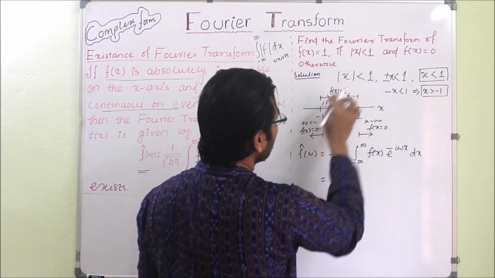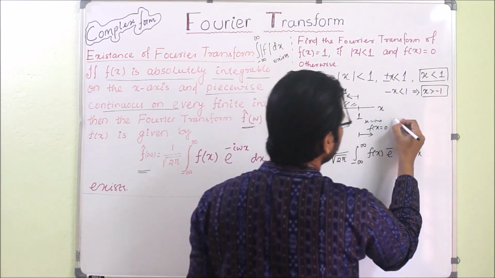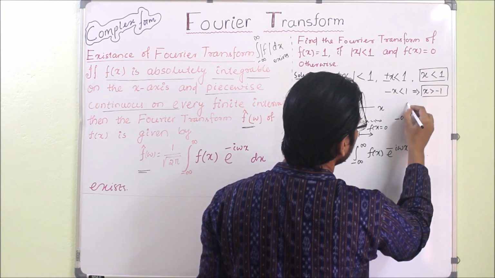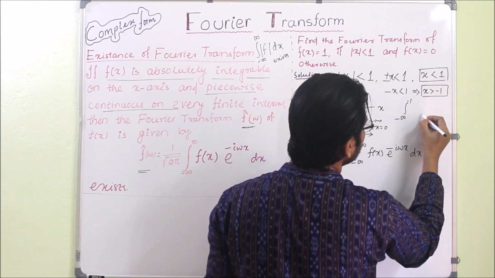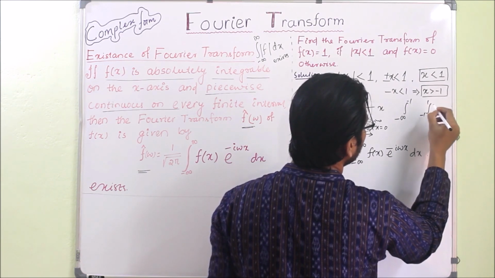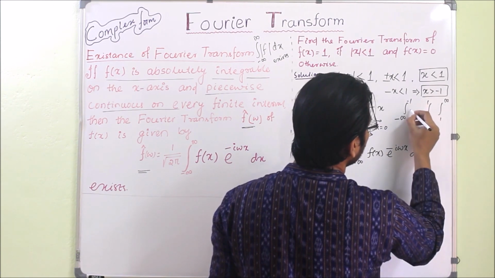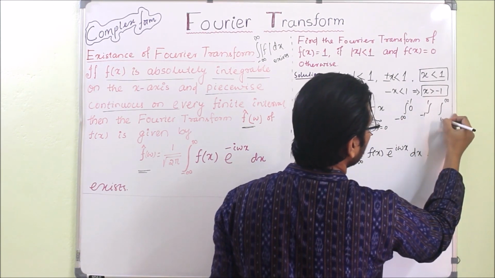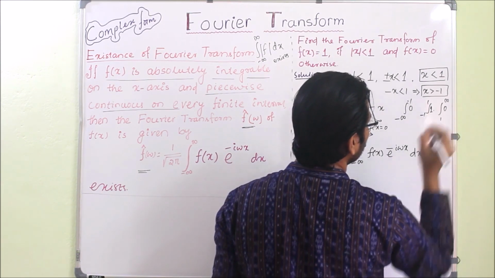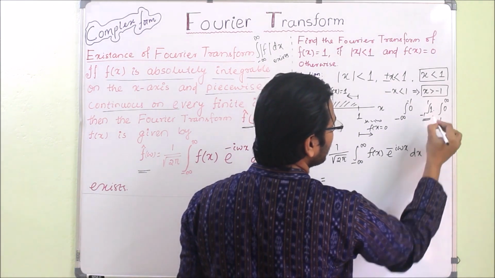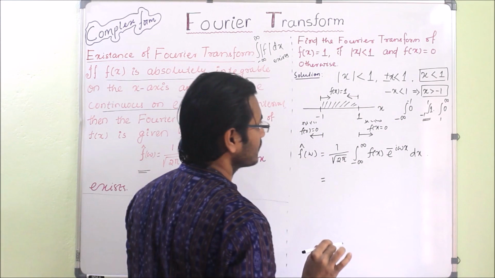But here in the problem, if I see minus infinity to infinity, it can be divided into what? Minus infinity to minus 1, another is minus 1 to 1, then another one is 1 to infinity. For minus infinity to minus 1 the function is 0, and for 1 to infinity the function is 0. But for minus 1 to 1 the function is 1. So only this part you have to take, because 0 into anything will be 0.